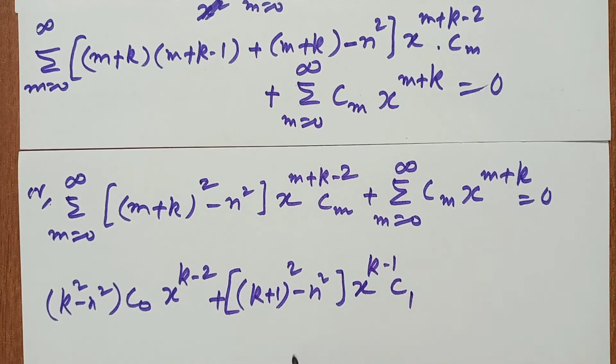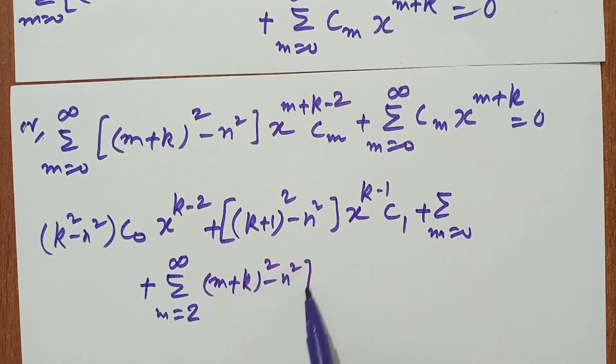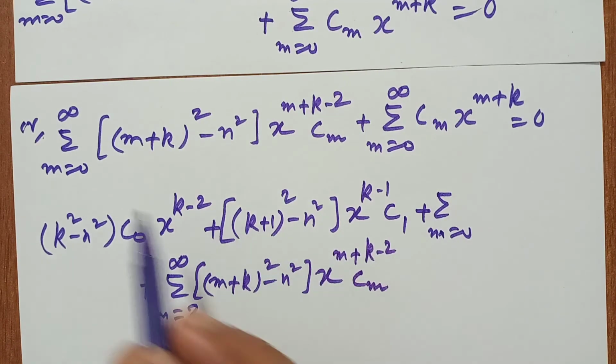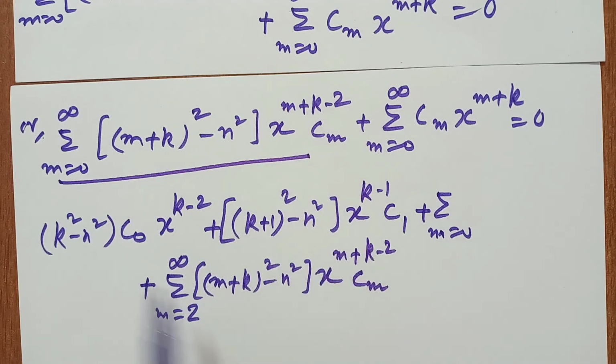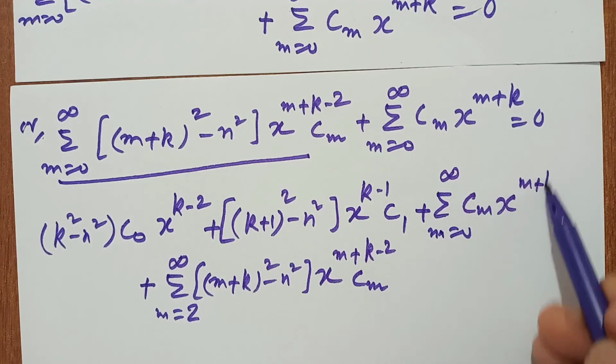C1 plus this. But here the first term is m equal to 0, the second term is m equal to 1, plus m equal to 2, so we use the sigma sign again, m equal to 2 to infinity. We will not write all the terms, so 2 to infinity (m plus k) square minus n square x to the power m plus k minus 2 into Cm. For this we have three parts: first term, second term, and then infinite. Plus m equal to 0 to infinity Cm x to the power m plus k equal to 0.